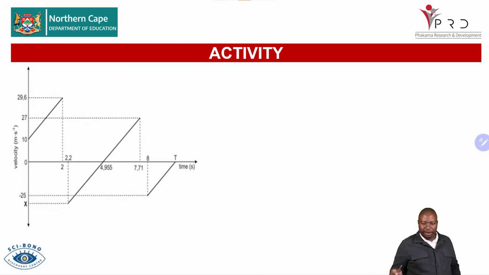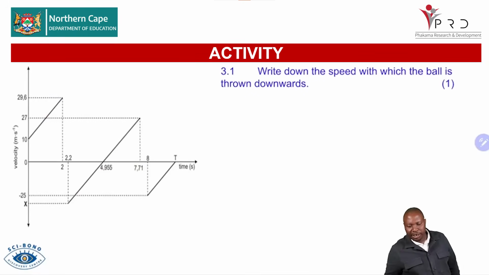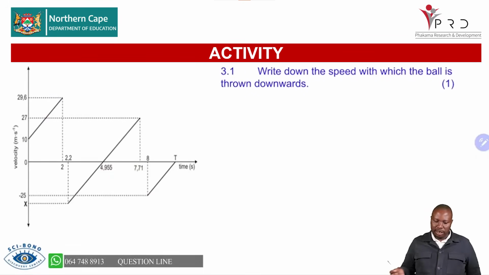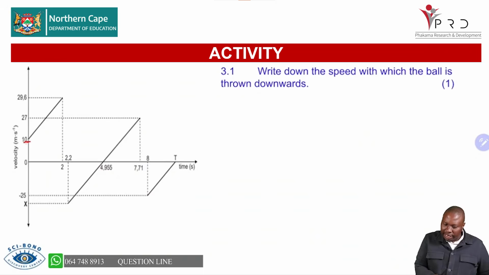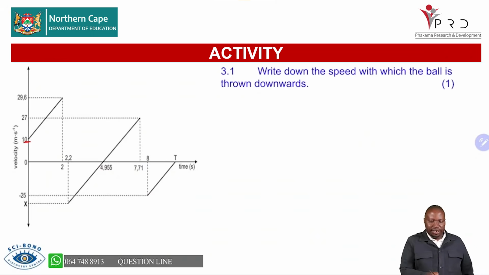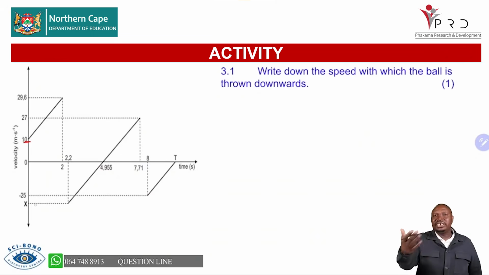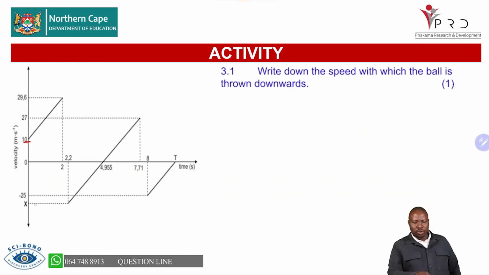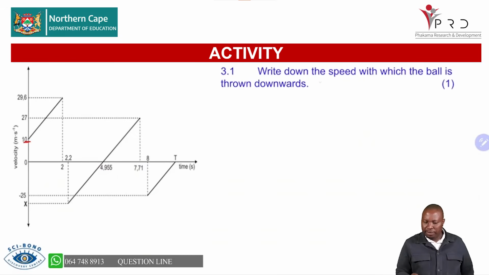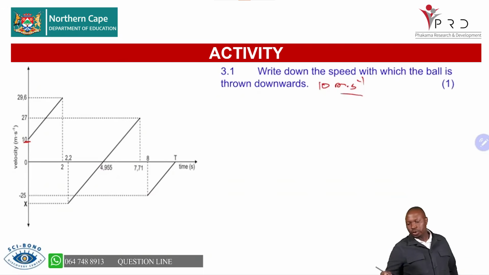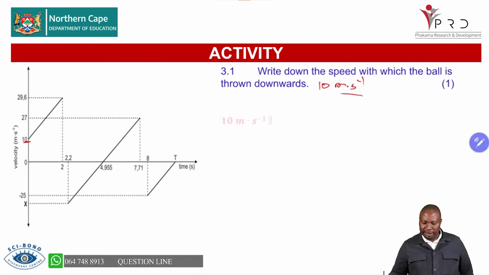With no wasting of time, let's go to questions. Write down the speed with which the ball is thrown downwards. So you know that is the initial velocity. The initial velocity is the velocity at time 0, t equals 0. So you are able to say the initial velocity was 10, but you can't just say 10 when you're talking about speed. You must say 10 meters per second. SI units are important, so we are emphasizing to yourself, show that it's 10 meters per second.